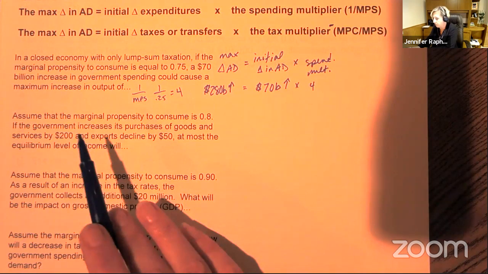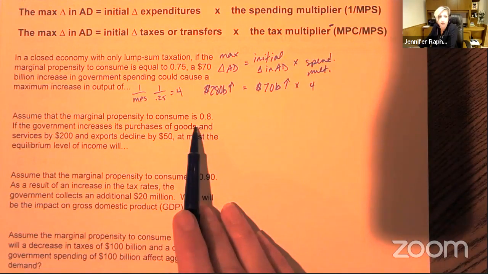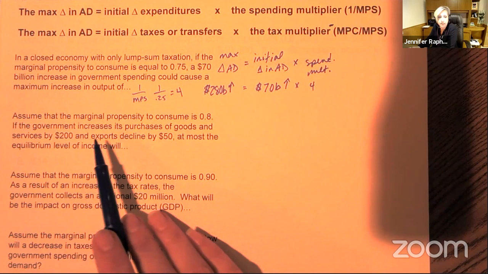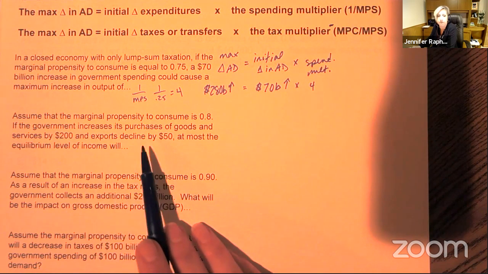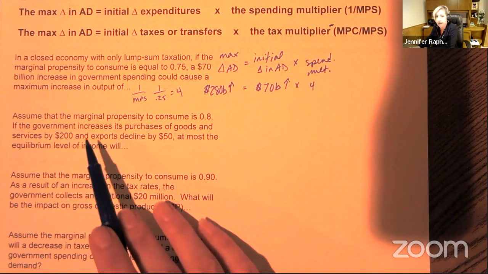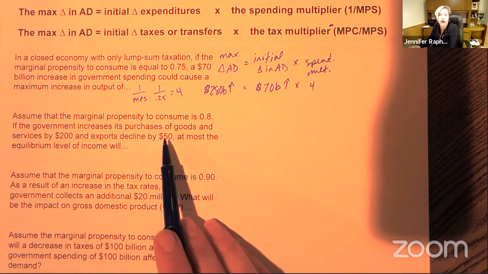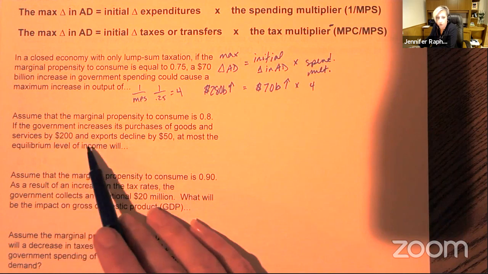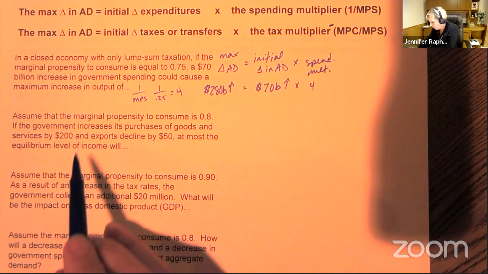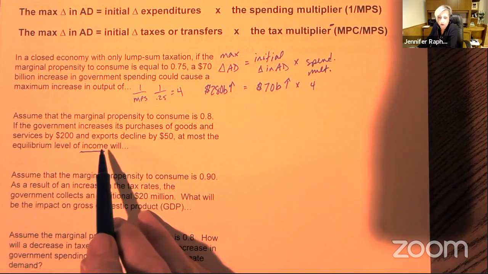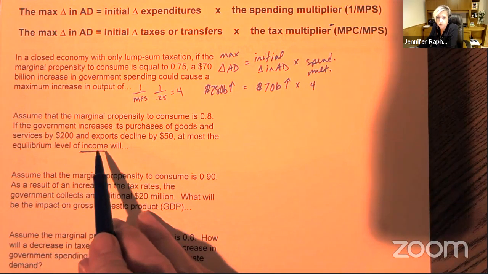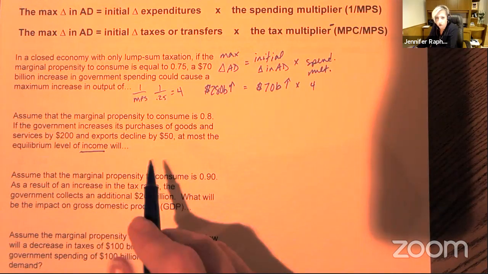Assume that the marginal propensity to consume is 0.8. If the government increases its purchases of goods and services by 200 billion and exports decline by 50, at most equilibrium income will, well, income. Remember that income is analogous to real GDP, depending on how you're calculating it. So we're still just looking for the same thing.